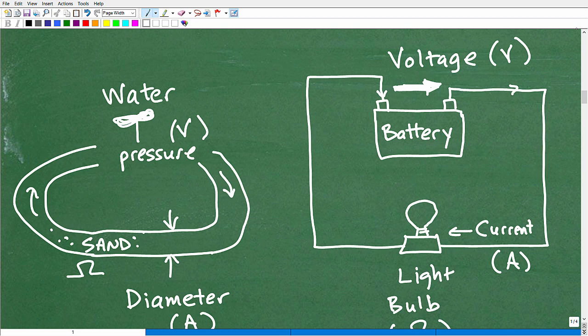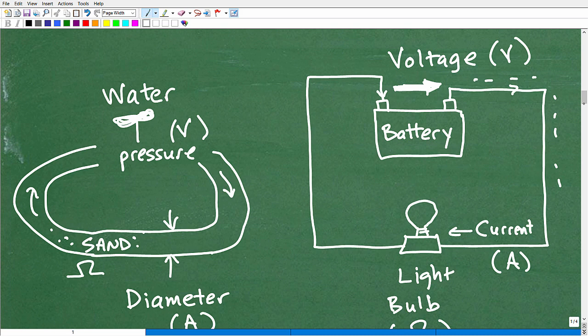And now let's think about this basic electrical circuit. Here we have a battery, and this battery is going to produce voltage. So it's pressure. It's going to produce electron flow, and so our electrons are flowing through the wire, the circuit. And the ability of this wire, the diameter of it, if you will, that's going to be our current, the rate of electron flow.